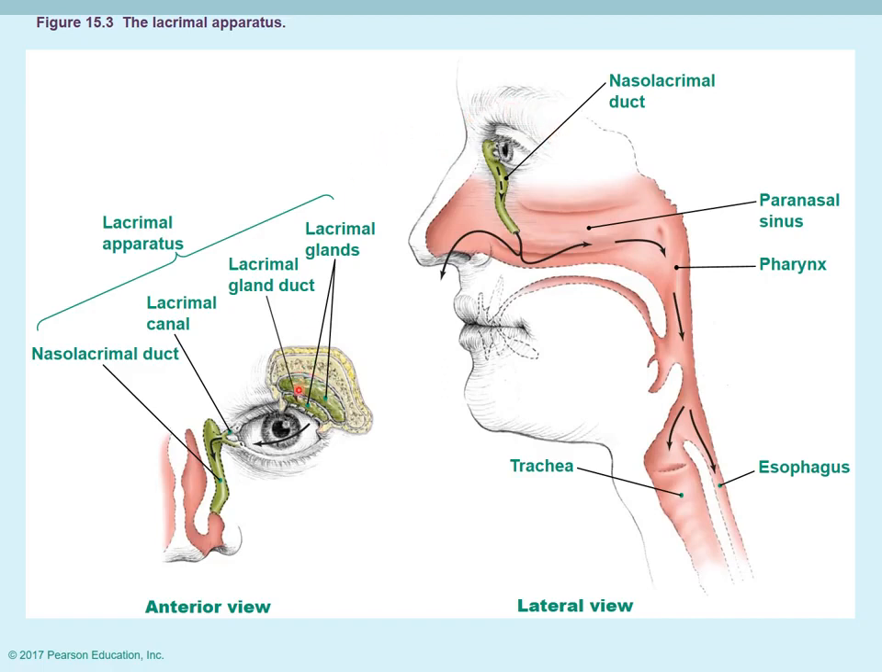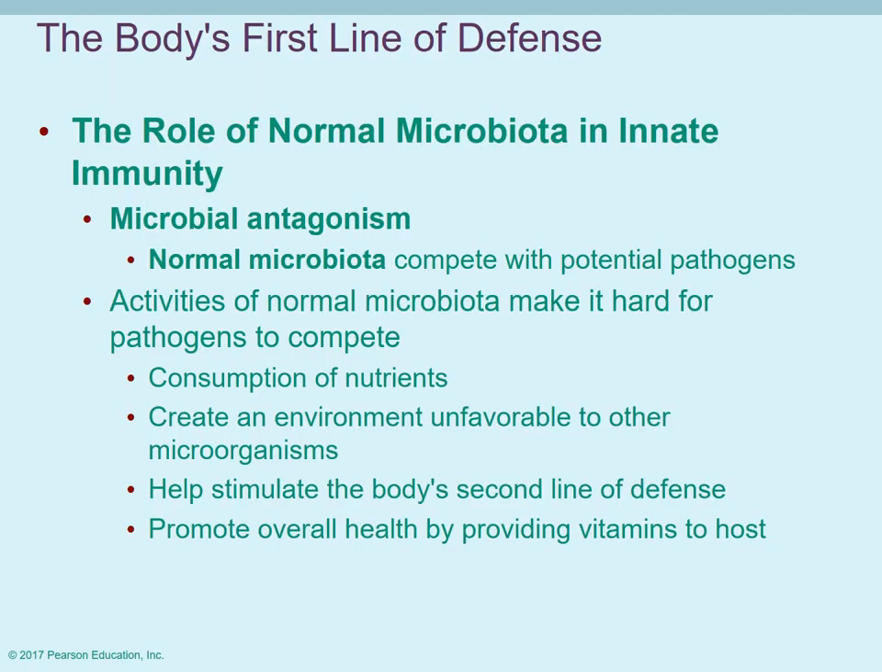So the lacrimal apparatus, actually your tears are produced up here in this close-up. You can see right here. You would blink your eye, those tears flush over the eye down here into the lacrimal duct. So that's helping to protect the eye.